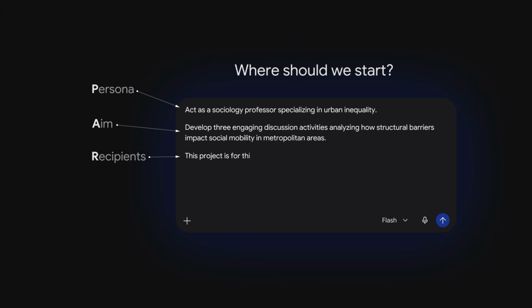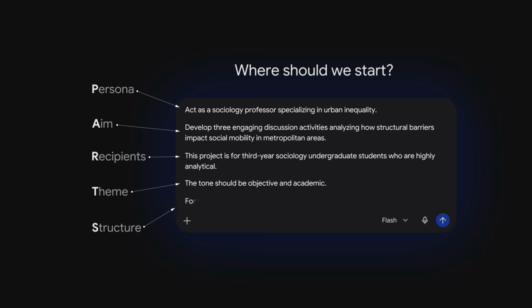This project is for third-year sociology undergraduate students who are highly analytical. The tone should be objective and academic. Format the response in a clear structure using headings and subheadings.